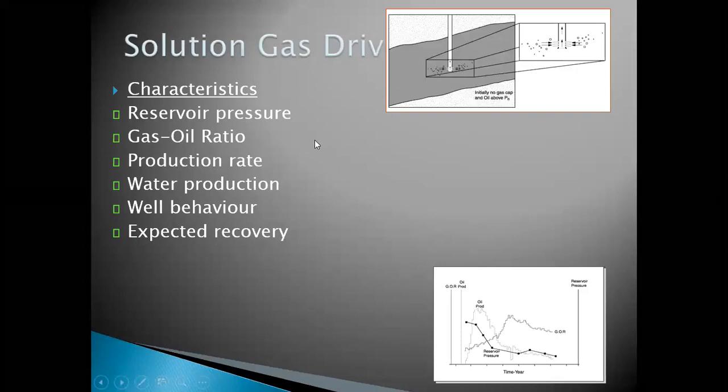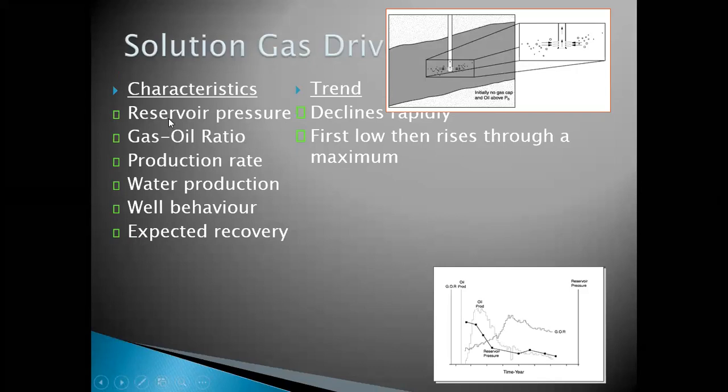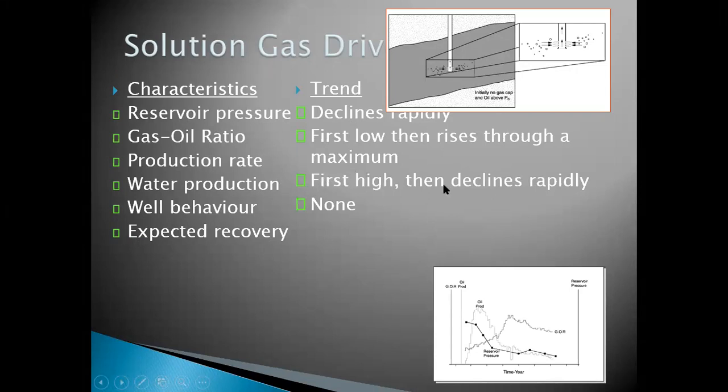Look at this solution gas drive and what they are talking about. Reservoir pressure in solution gas drive declines rapidly. Gas oil ratio will increase definitely because it's a solution gas drive, rising through a maximum. Oil production is first high and then declines rapidly. No water production. Recovery is around 30%. Of course, later on it requires artificial lift because the pressure will decline very rapidly.